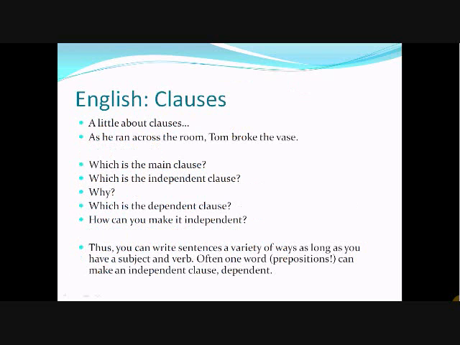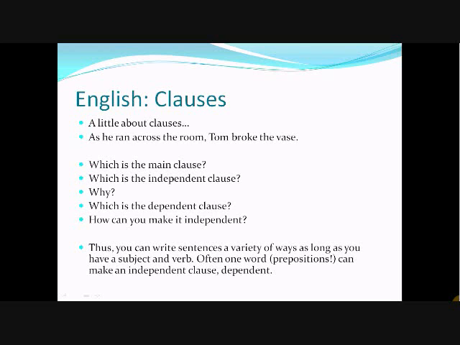Just a little bit about clauses. As he ran across the room, Tom broke the vase. So the main clause is the clause that can stand by itself, or it's also called an independent clause. And that would be Tom broke the vase, because it can be a sentence all by itself. What's the dependent clause? As he ran across the room. As is a preposition in front of he ran across the room. And you can make that clause independent by taking away what word? As. Great.